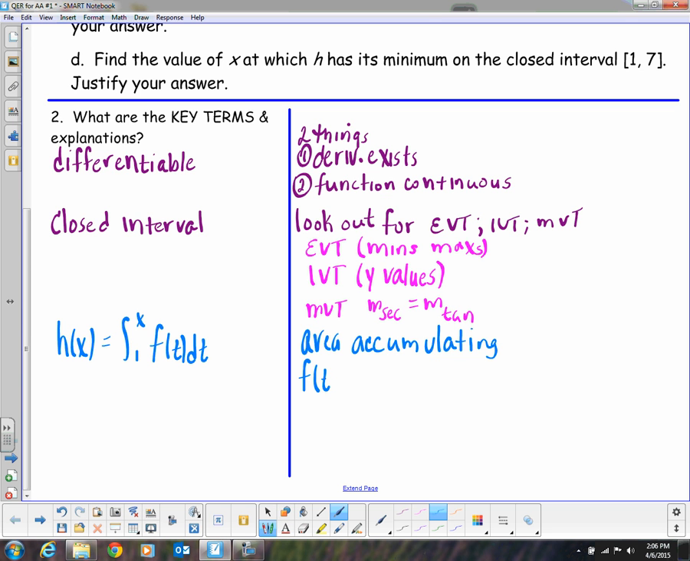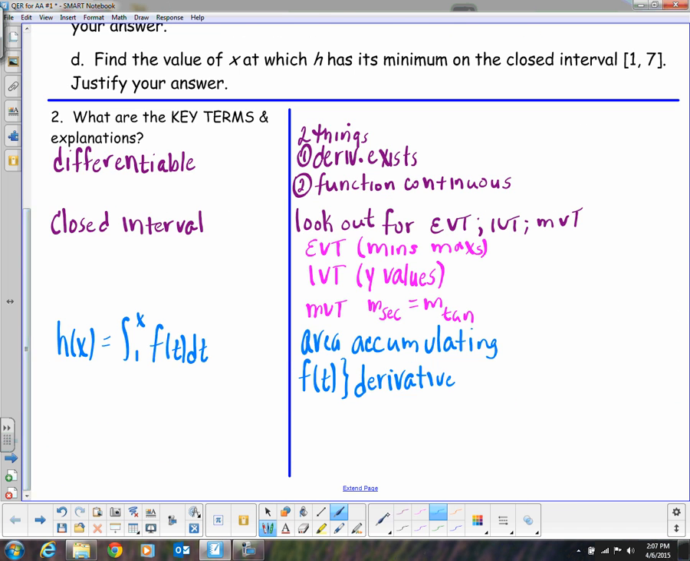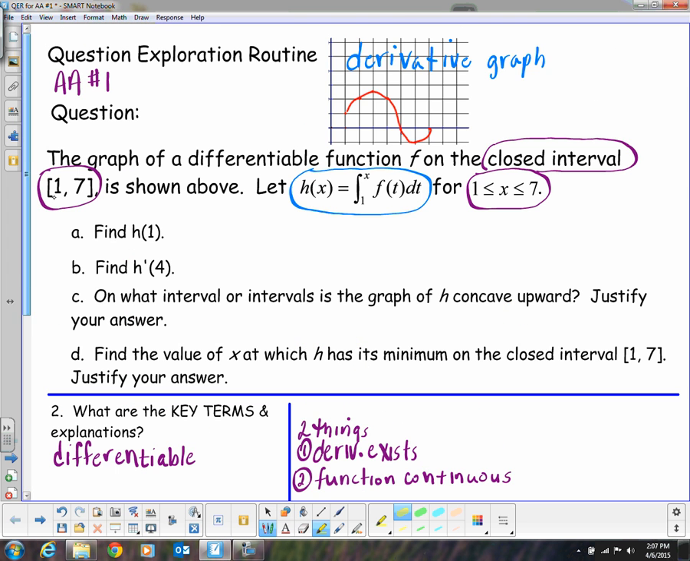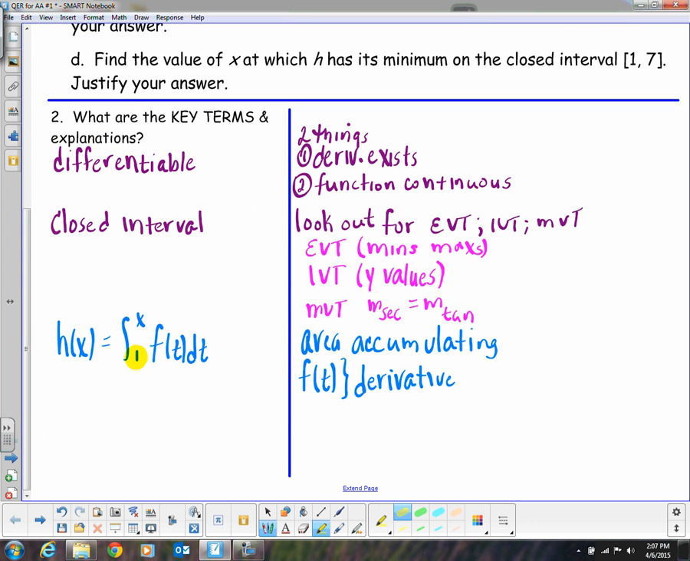This also tells me that the placement of f of t tells me that f of t is the derivative, because it's on the right side of the integral, which means I'm going to come up here and write real big that this is a derivative graph. It's important that we know what we're looking at. Another thing I'll probably just highlight is I'm not starting at 0, I'm starting at 1. But when I look at my graph, it is also starting at 1, so we're okay. So this is an area accumulating function, meaning that f of t is the derivative.